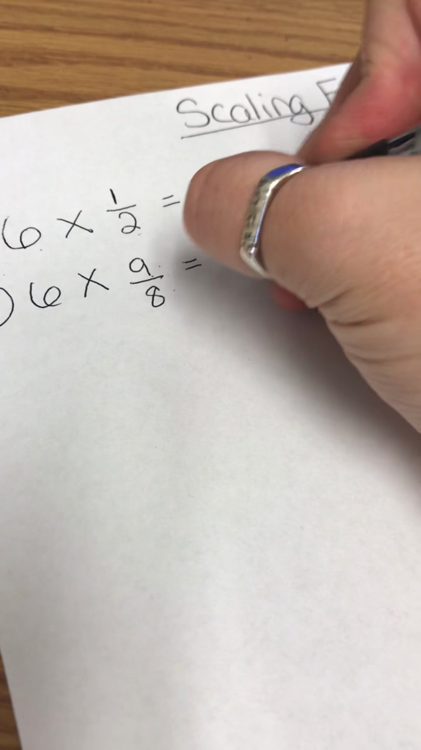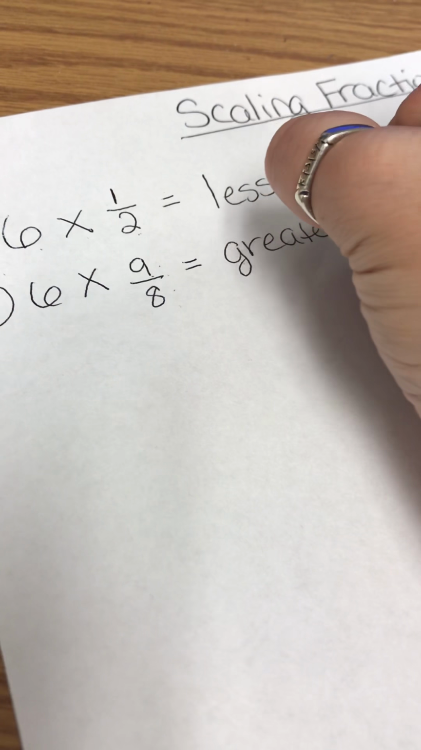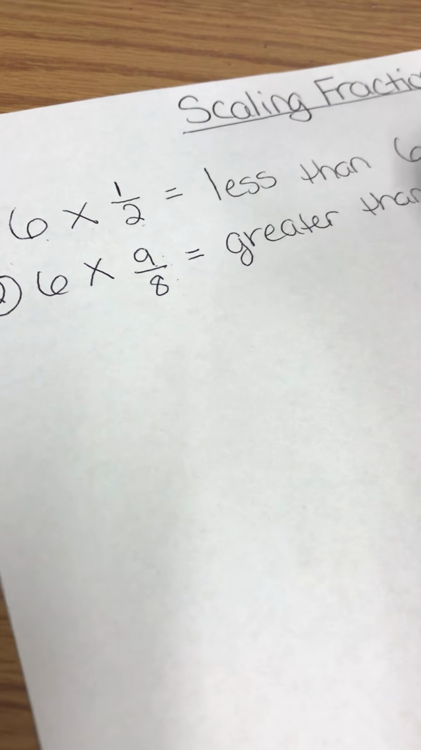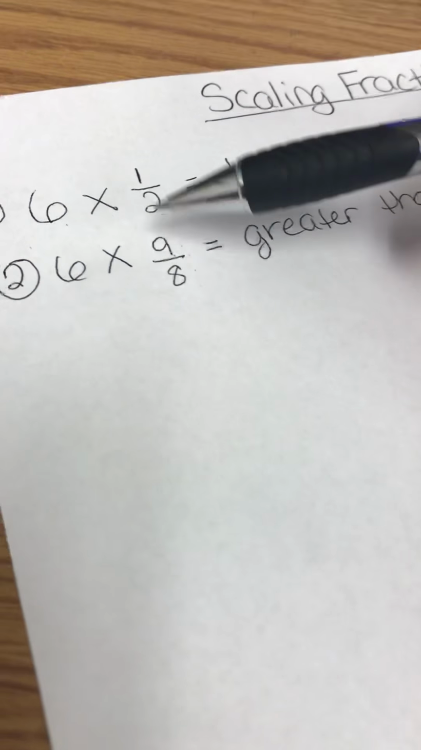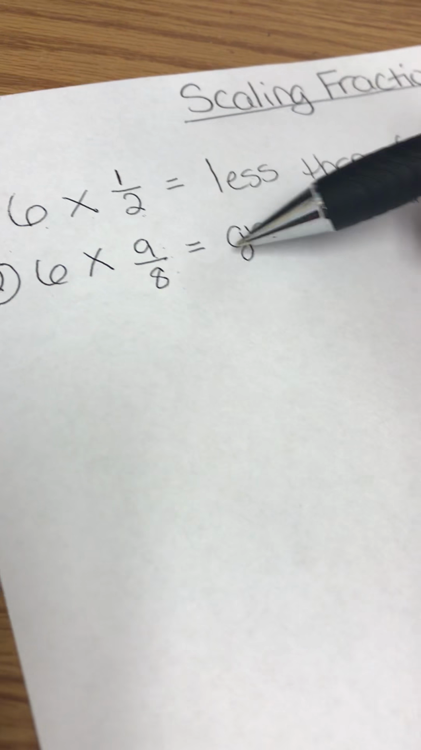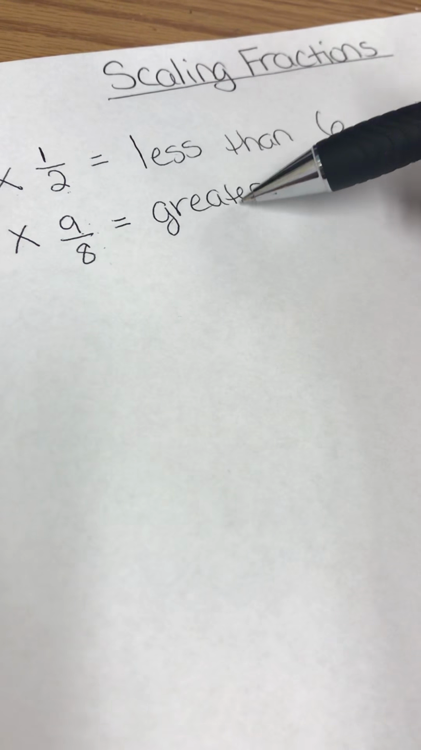So if you multiply by a fraction or a number greater than 1, then you can predict that the answer will be greater than the original number. So 6 times 9/8 will result in a product that is greater than 6. And again, I could actually solve the problem and prove my prediction.